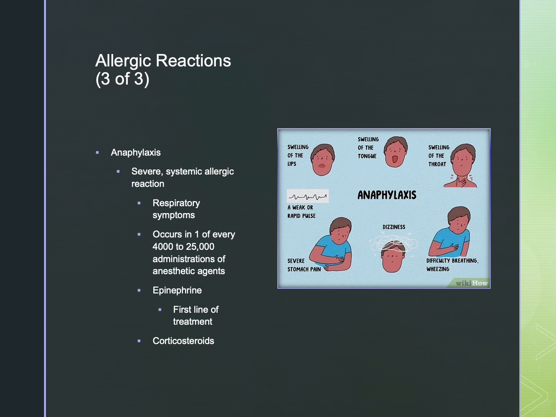Neuromuscular blocking agents, particularly succinylcholine, are the most common cause of allergic reactions during surgery. Epinephrine, our friend epinephrine, is a potent vasoconstrictor that is considered the first line of treatment for anaphylaxis in surgery. Hypotension that occurs is going to be treated with vasopressors such as antidiuretic hormone, norepinephrine, and milrinone. Corticosteroids such as hydrocortisone and methylprednisolone might also be used to treat anaphylaxis in surgery.